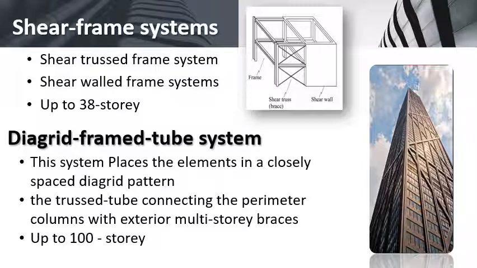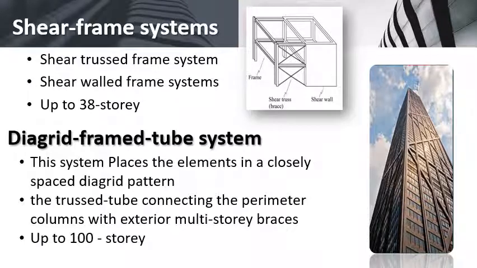Trussed tube system can be described as the improvement of the frame tube system in order to increase the spacing between the columns without inhibiting the tubular behavior. By connecting the perimeter columns with exterior multi-story braces, the jagged framed tube system can be used up to 100 stories.